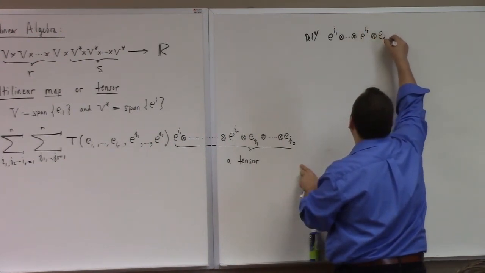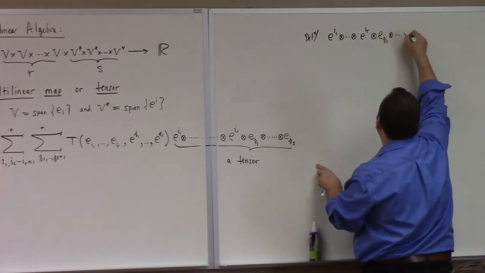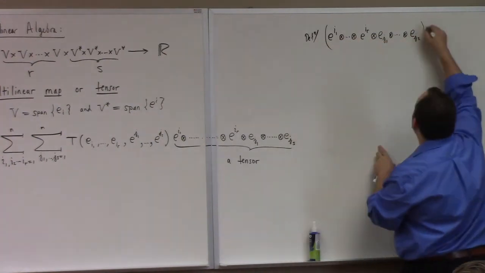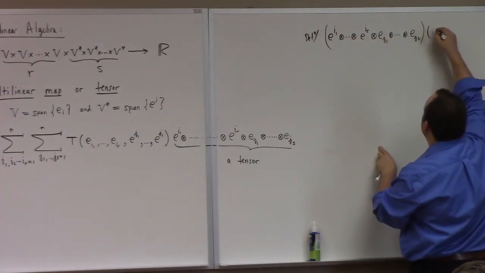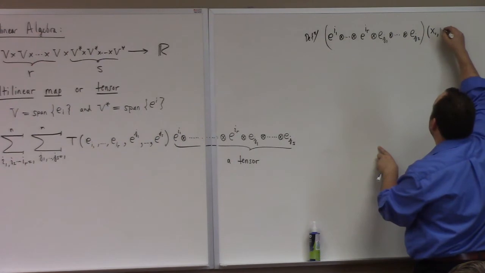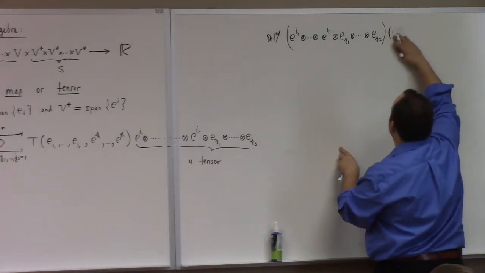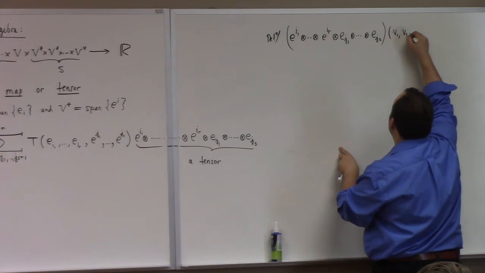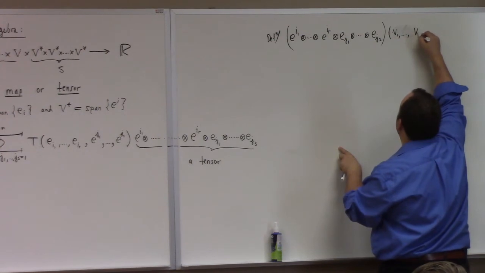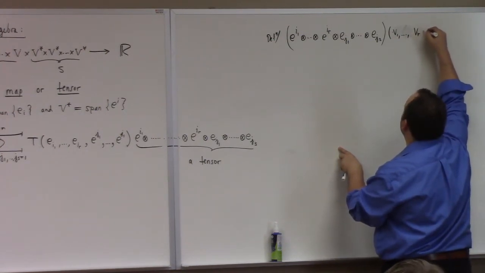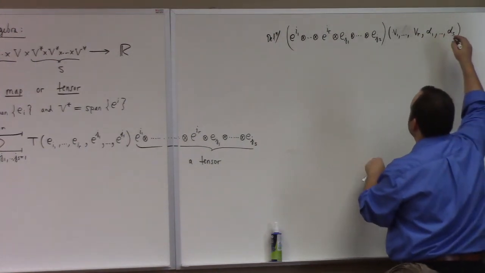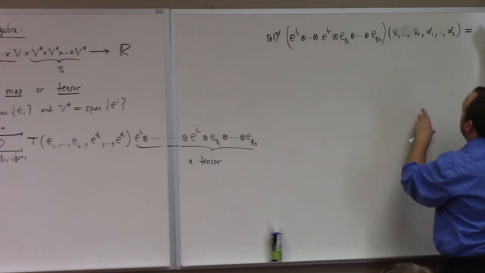I'm just going to replace that expression with T equals... But this is something that we're going to define to be, and let it act on, say, x1. Maybe I should use v's or something. v1, ..., vR, and alpha 1, ..., alpha S. That is by definition what it has to be.